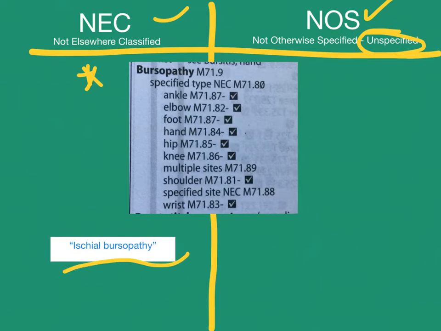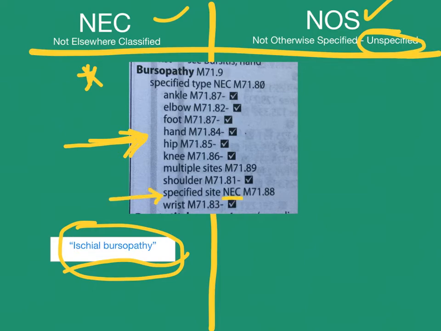Remember that the ischium is the lower or base part of the pelvic bone. However, there is no subterm for ischium listed under bursopathy. So we have a very specific diagnosis statement, but there is no specificity matching under bursopathy in the subterms. So the type is specified, but not elsewhere classified, code M71.88.